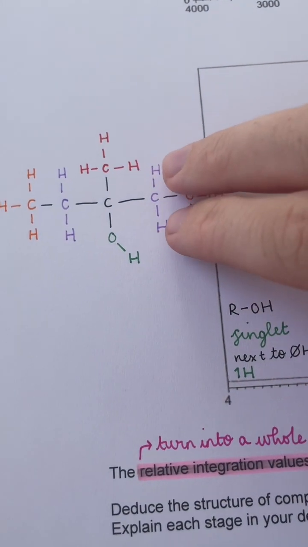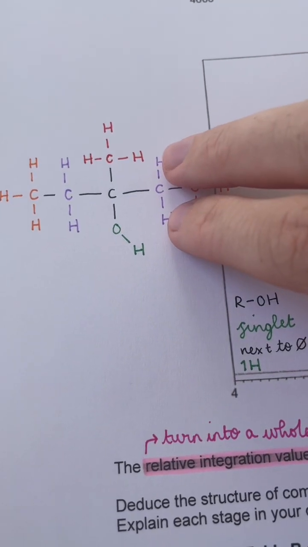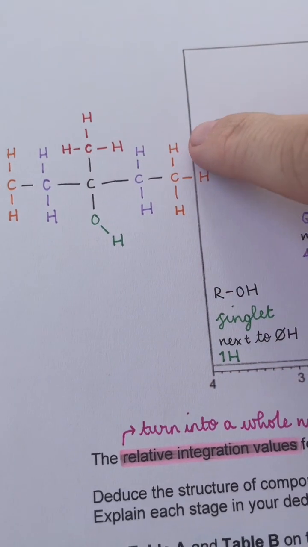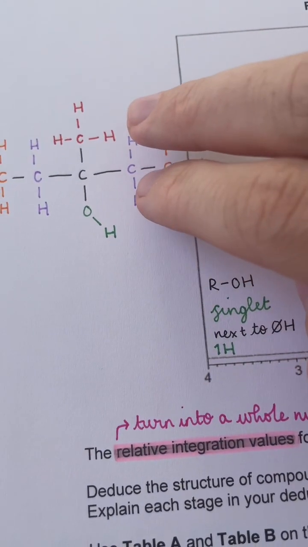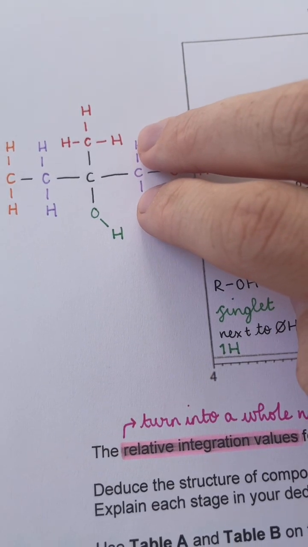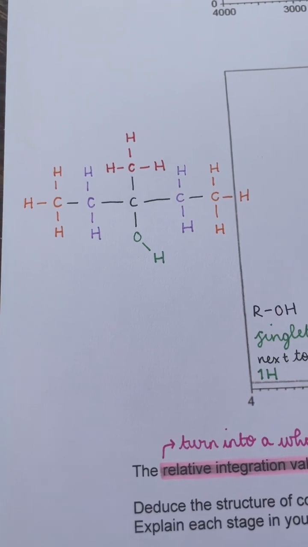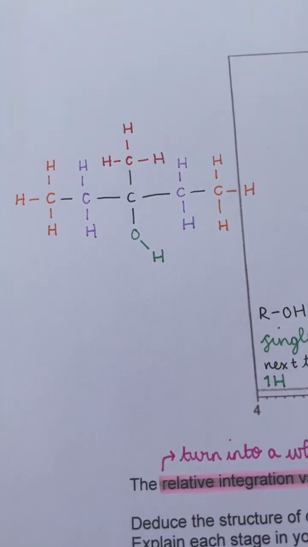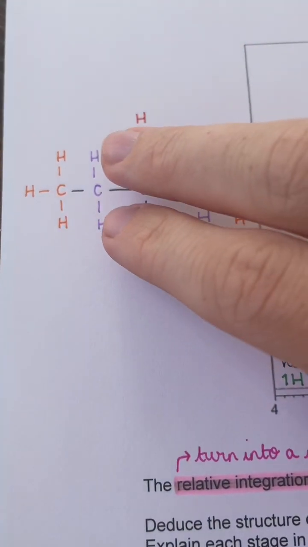So the purple hydrogens, being adjacent to 3 others, would be split into a quartet. There's no neighbouring hydrogens on this black carbon, so we only need to consider the 3 in the orange environment. 3 plus 1 is 4, so those purple hydrogens would be split into a quartet. And the exact same thing is going to happen on the other side of the molecule. Those 2 purple hydrogens are adjacent to the 3 hydrogens in the orange environment. 3 plus 1 is 4, which would split this into a quartet.